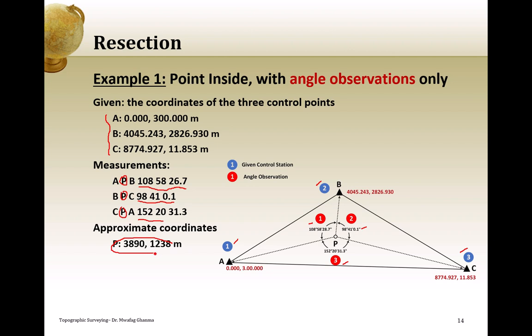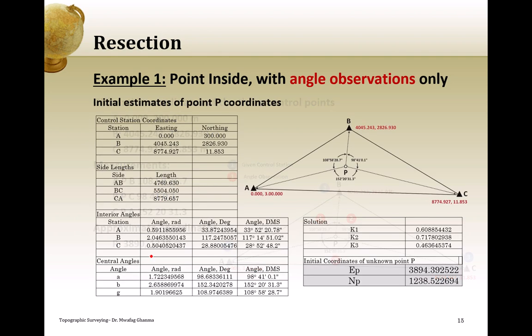What are the approximate coordinates? With the triangulation method we can get the coordinates. This is one solution method, the solution using the triangle. This is the formal solution for that, but you can do the solution, take the values, and treat them as if they are initial values for the least squares.